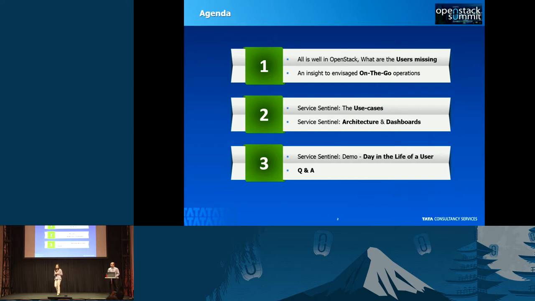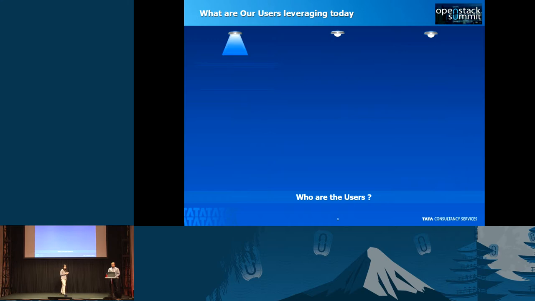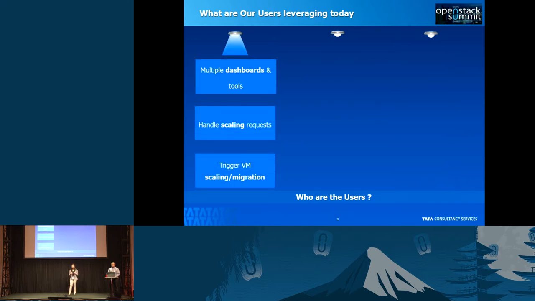In the second section, we will take a deep dive into the viable Service Sentinel use cases, the technical architecture that it covers, along with the different dashboard it has for different kinds of OpenStack users. In the third section, we demo a day in the life of a user, showcasing the key activities of OpenStack that can be performed via Service Sentinel. To kick off, let's take a look at what our OpenStack users are doing today.